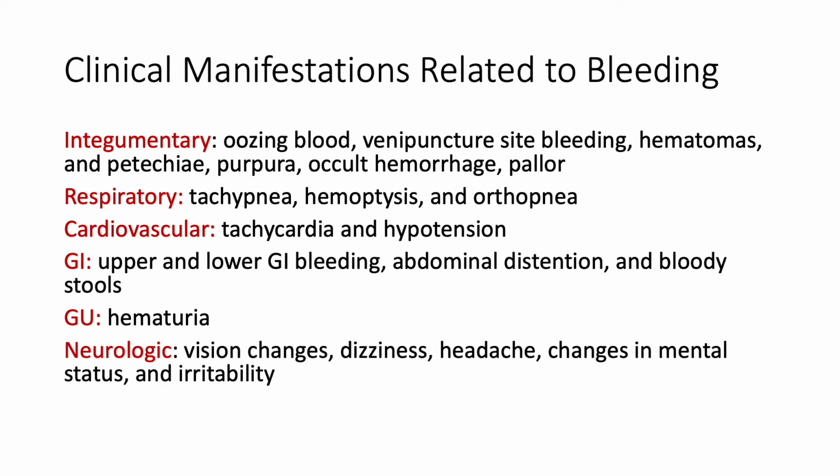And then neurologically, our patient may have vision changes or present with some of the signs of hypovolemia and poor perfusion, like dizziness, headache, changes in mental status, and irritability. Blood is very irritating when it pools around brain tissue, so that can account for some of these symptoms as well. And then similarly for musculoskeletal, blood pooling around the joints and around the bones can be very irritating and cause our patients pain or even deformity.